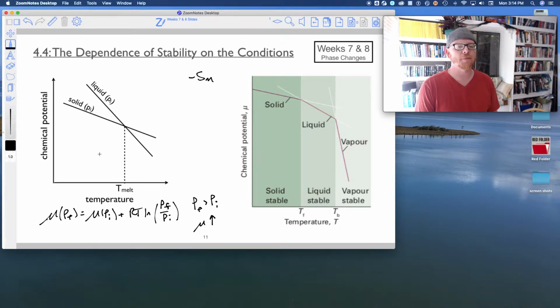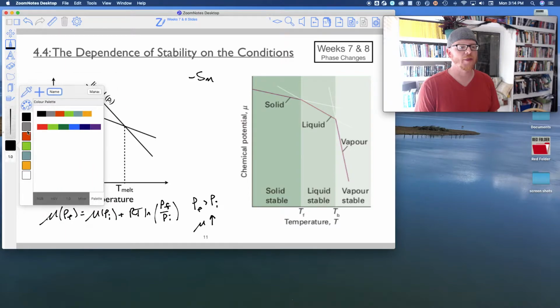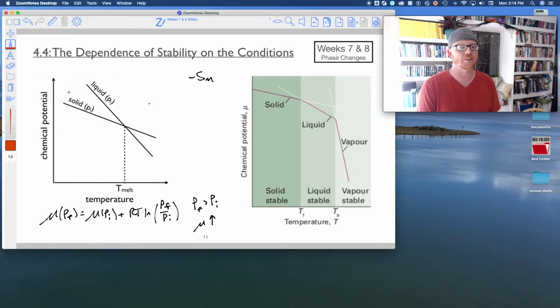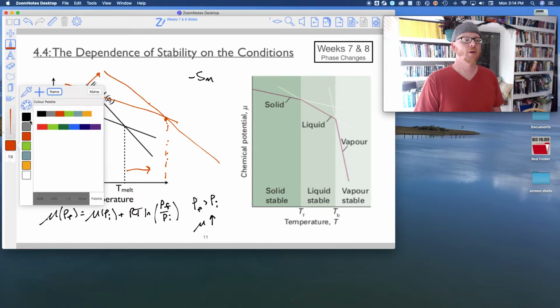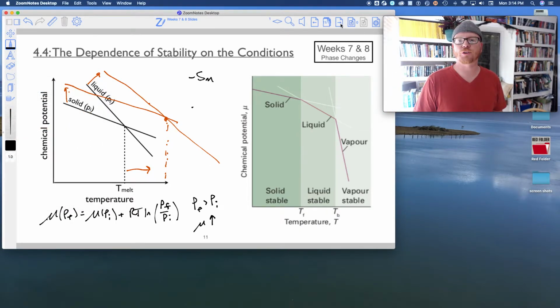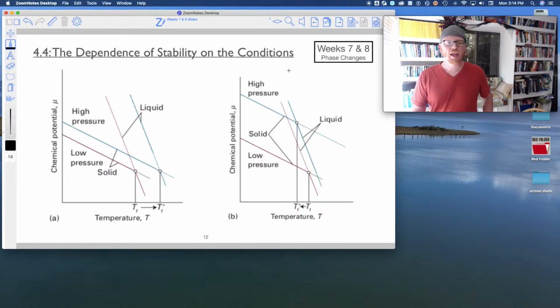So when I increase the chemical potential of these, I'm going to start seeing lines that look something like this. Maybe my solid line increases, and then my liquid line increases, and then you can see where they cross, I get a new melting point, okay? And just as a general rule, I'll look at this for 2 cases: the case in which the density of the solid is less than that of the liquid, and the case in which the density of the solid is greater than that of the liquid, okay?